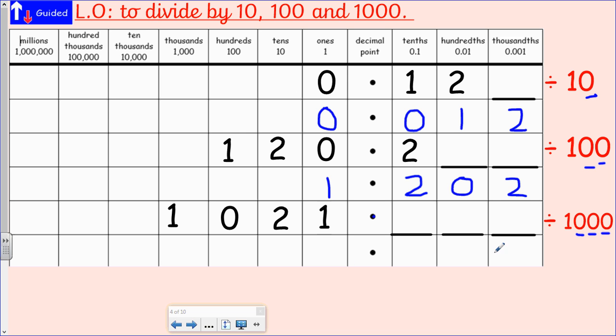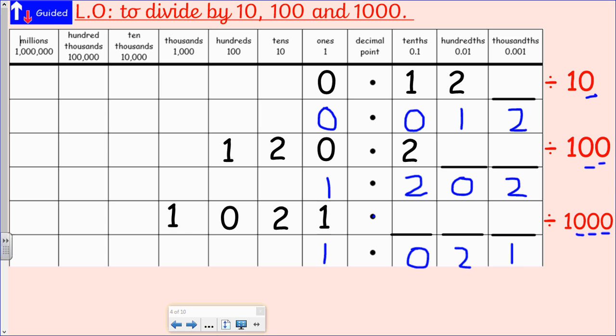Okay, so the 1 moves over first and it always comes under that line. The 2, the 0, and then the 1 follows on. I don't need to put any placeholders in here. I don't need to put a tens in. There doesn't need to be anything there. So I've got 1.021.